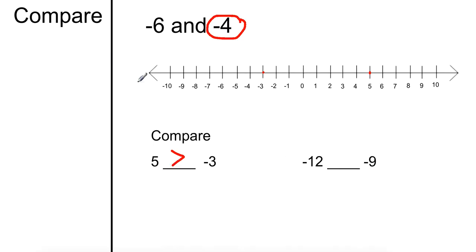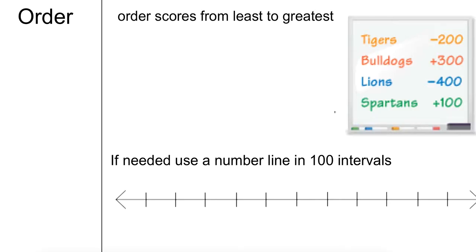This one's a little more tricky. -12 is out here, and here's a -9. So -9 is bigger than a -12. This helps you order things too.